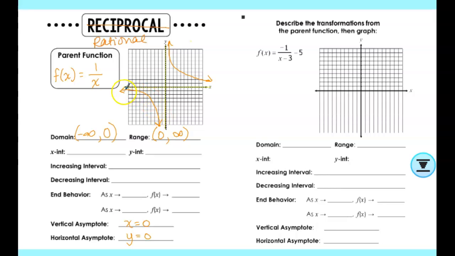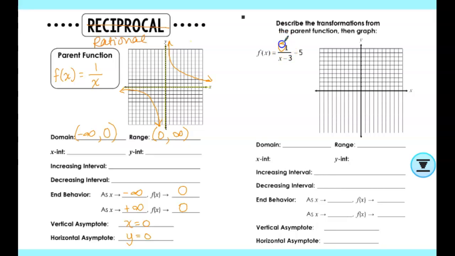And behavior, remember that these both approach the horizontal asymptote. So as x approaches negative infinity, f of x is going to approach 0. And as x approaches positive infinity, f of x is also going to approach 0.